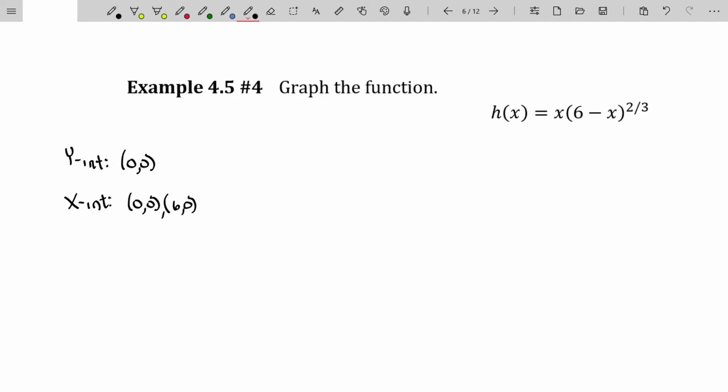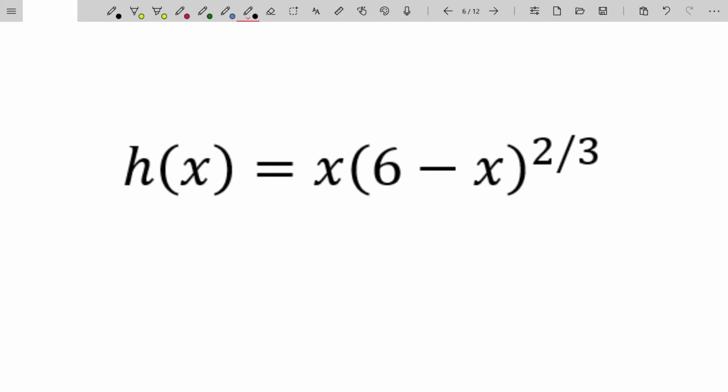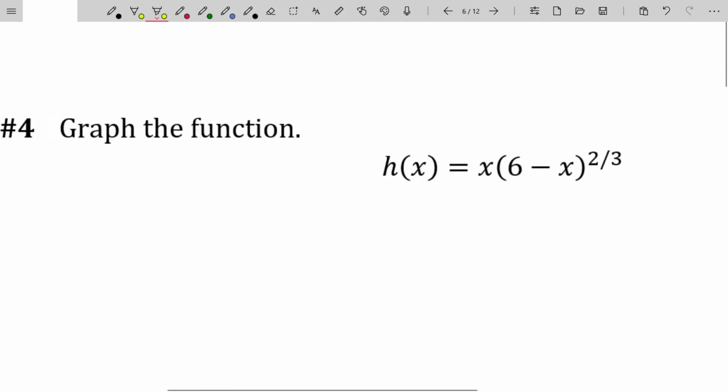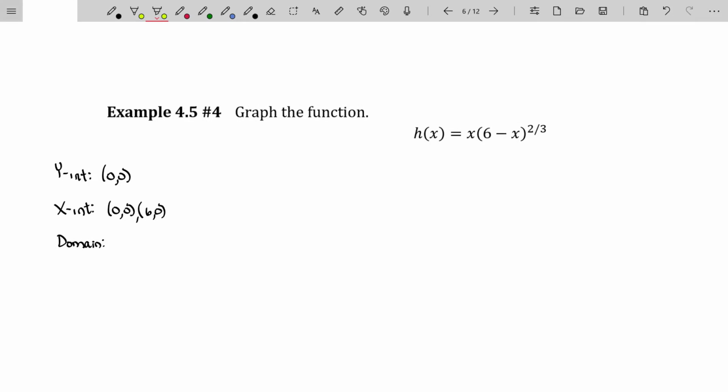The domain of this function. Well, looking at the function itself, you can easily see that you're taking the cube root of something. So that's perfectly allowable. You could take cube roots of negative numbers. So in this case, the domain is all real numbers, which tells us also that we will not have vertical asymptotes, but we'll get to that in a moment.